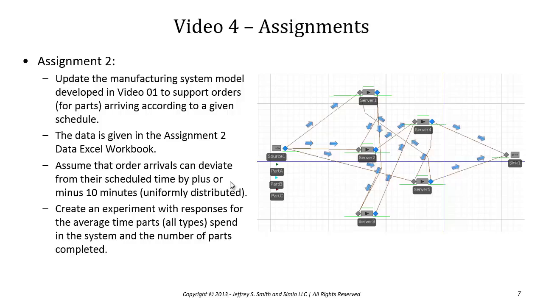Finally, I want you to create an experiment with responses for the average time that parts, all the part types together, spend in the system, and the number of parts completed when the simulation terminates. And of course, since we're reading the orders from the external data table, we would assume that the number of parts produced would be the same for every replication. However, the time in system might vary because of the deviation that we have in the arrival time for orders.